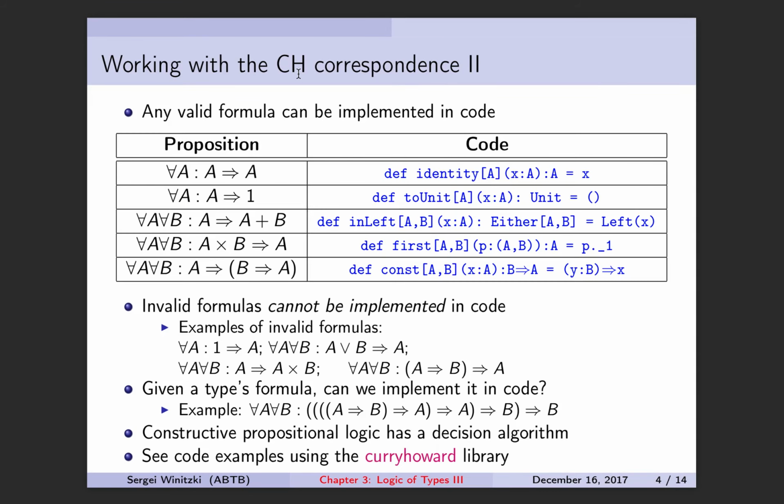The key idea of the Curry-Howard correspondence is that any logical formula that is valid, which is to say it is a theorem of logic, can be implemented as a function with fully parametric arguments, whereas formulas that cannot be implemented correspond to non-theorems or incorrect logical statements, invalid formulas or invalid theorems. And I give examples of valid and invalid formulas and explain how they work.